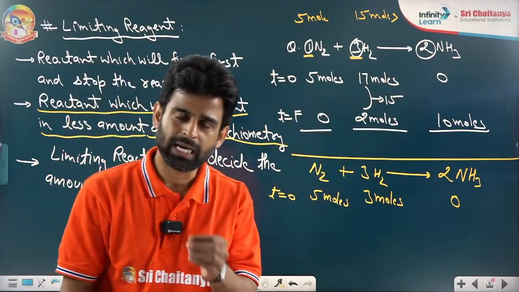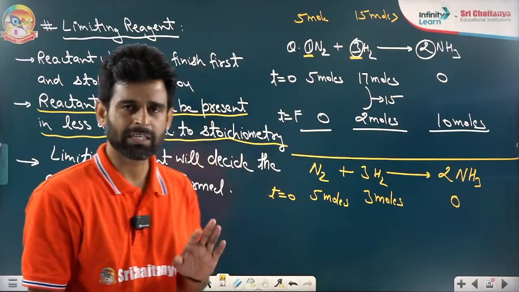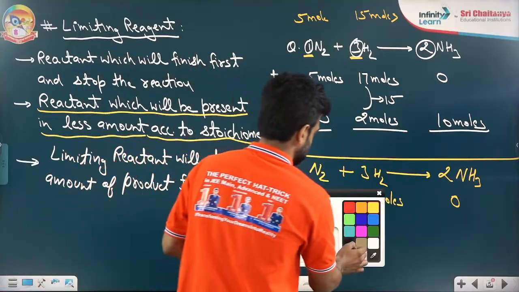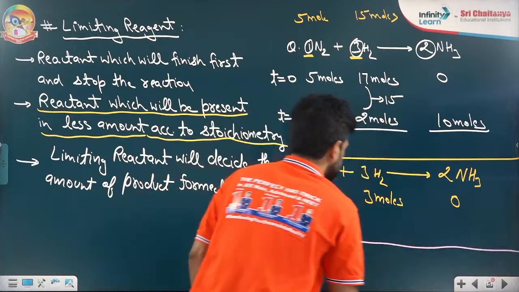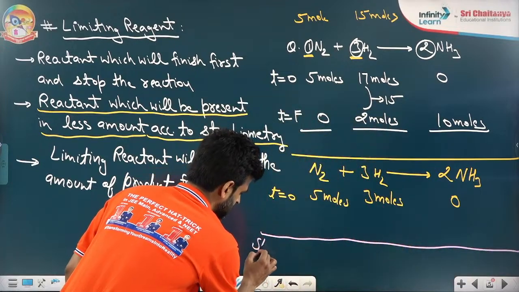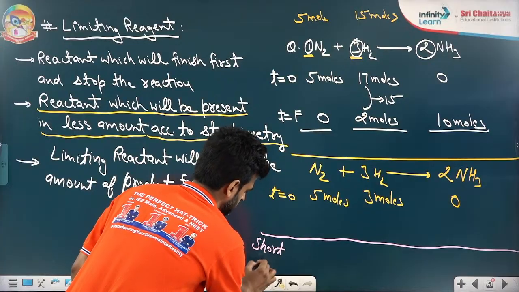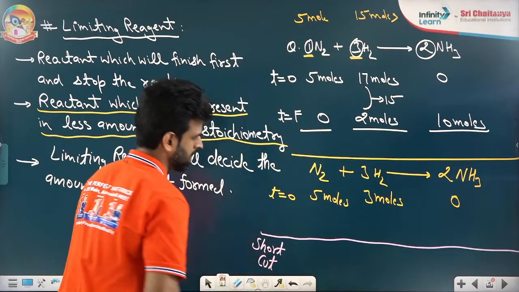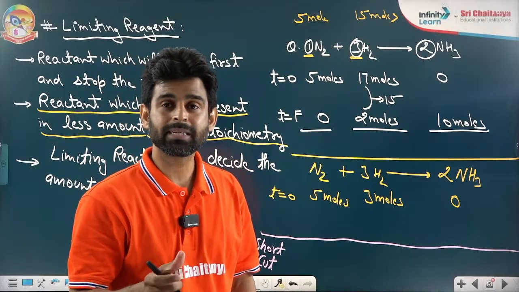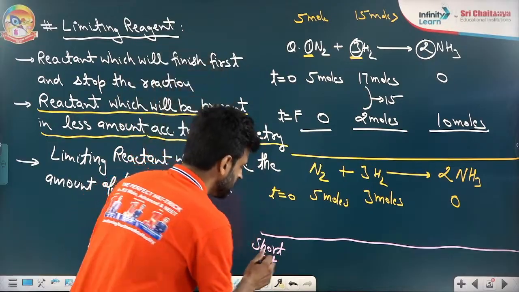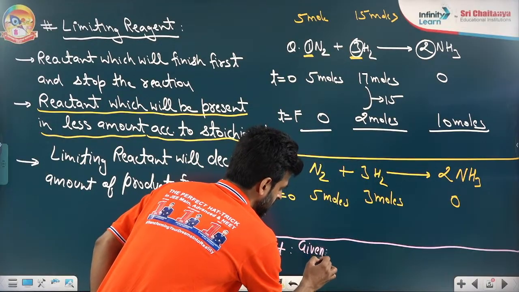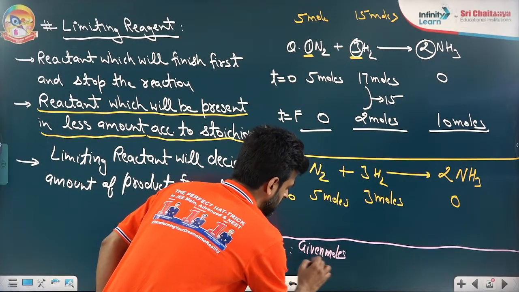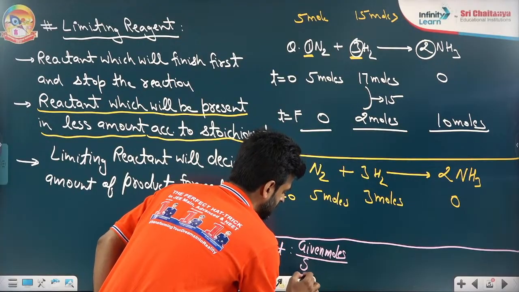So how to decide who is the limiting reactant, right? First our task is this one. Before starting the question, we have to use the shortcut, right? How can we decide who is the limiting reactant? What to do? We have to do this thing. Given moles, do one thing: given moles divided by stoichiometric coefficient.